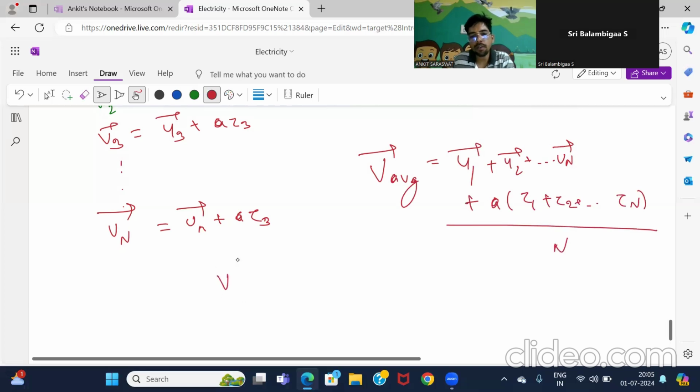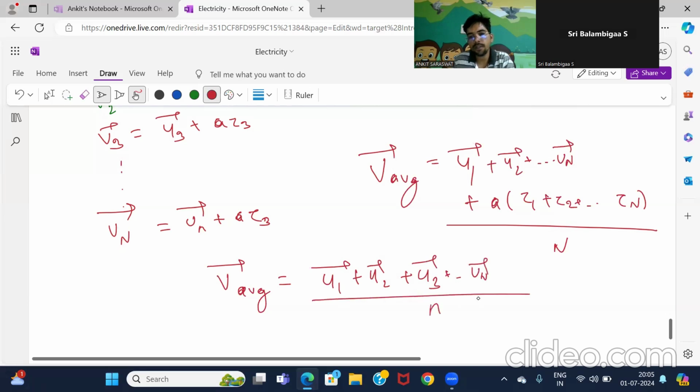Then V average will be what? Average velocity = (u1 + u2 + u3 + ... + un)/n + a(tau 1 + tau 2 + ... + tau n)/n. Clear?